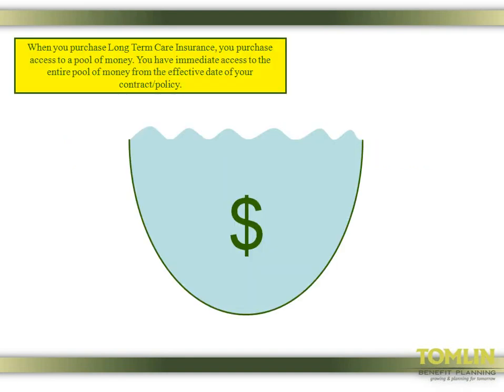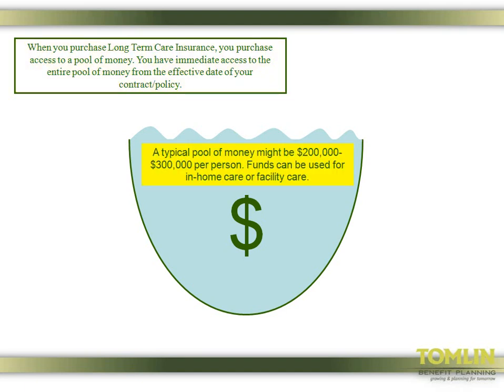When you purchase long-term care insurance, you purchase access to a pool of money. You have immediate access to the entire pool of money from the effective date of your contract. A typical pool of money might be $200,000 to $300,000 per person. Funds can be used for in-home care or facility care.